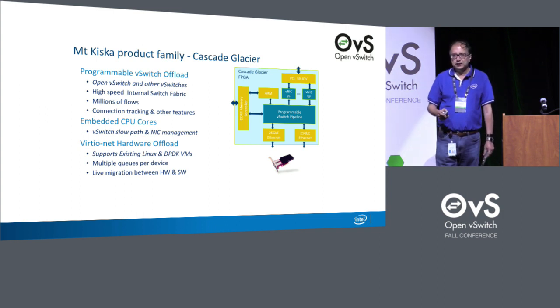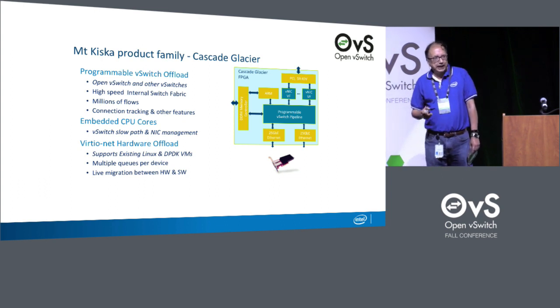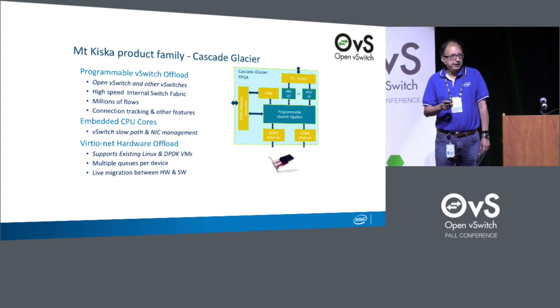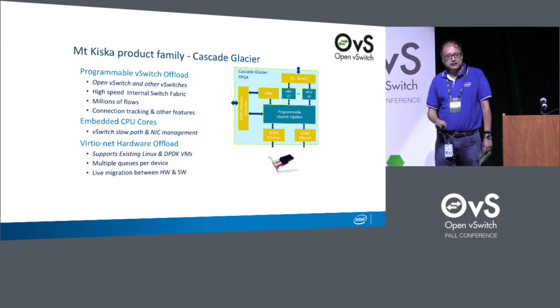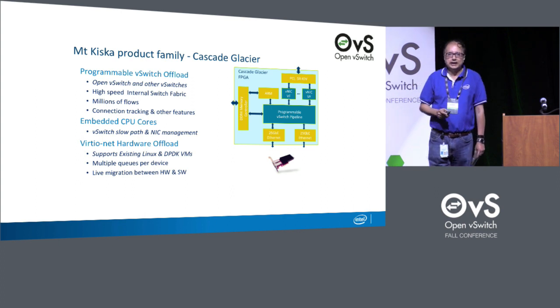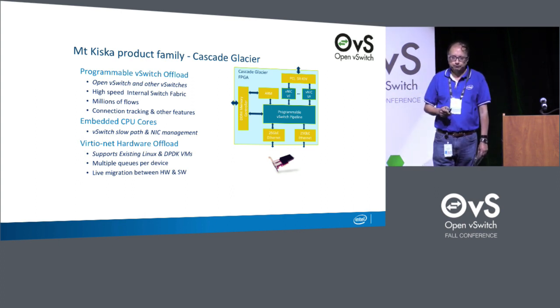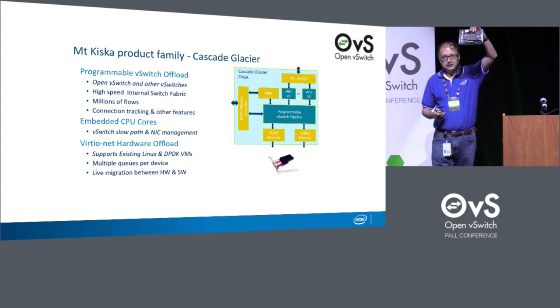And those of you who are familiar with the idea of live migration of a VM from one machine to another machine, there is some additional logic built inside this VirtIO hardware that facilitates this process. So this is that Cascade Glacier card.